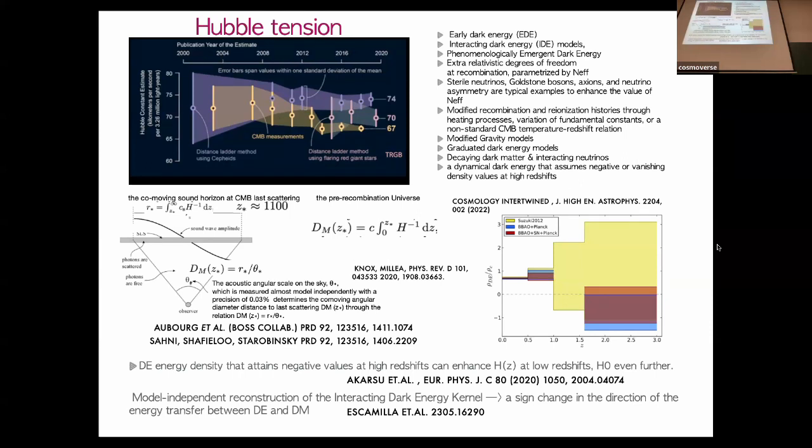Actually, when you reconstruct the dark energy by considering the interaction between dark energy and dark matter, you can again get the sign change, the negative energy density for the dark energy. This is in the recent paper of Escamilla et al.